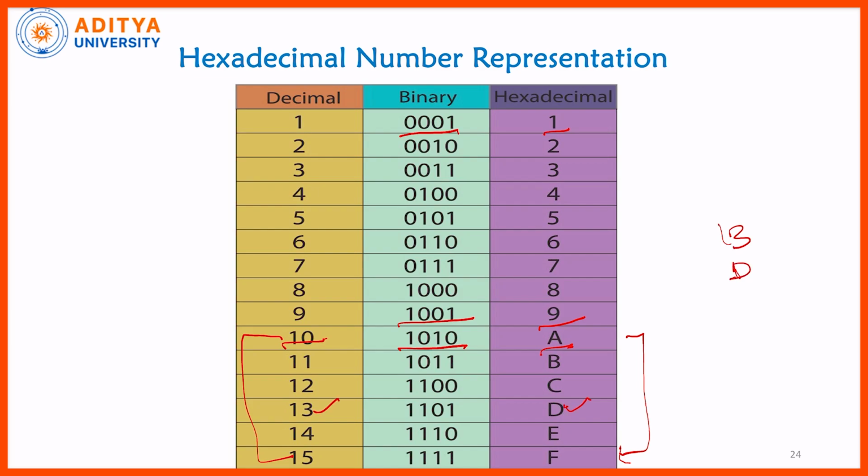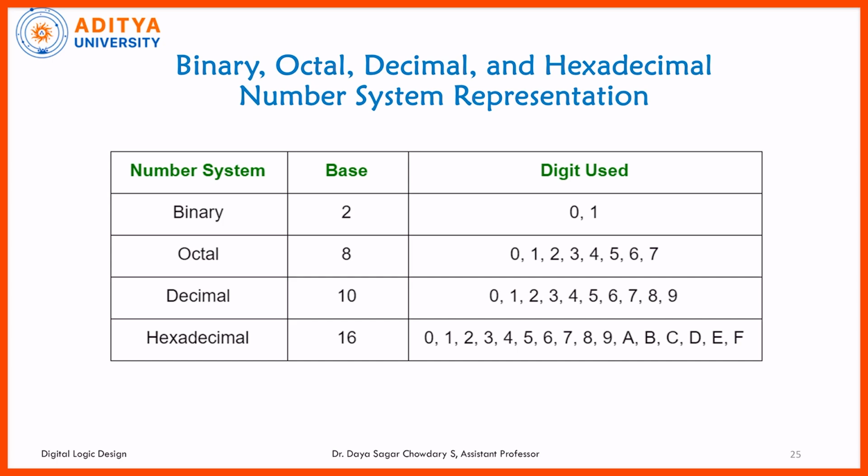So after conversion of decimal to hexadecimal, if we get 13, we can convert the 13 to D. Likewise, we can represent the number systems in hexadecimal. Here is a simple representation of all the 4 number systems we discussed now.